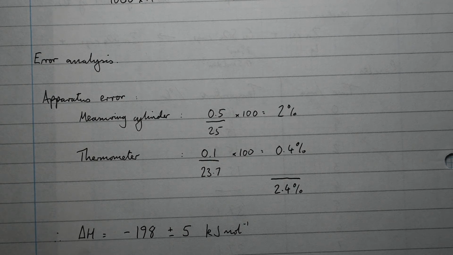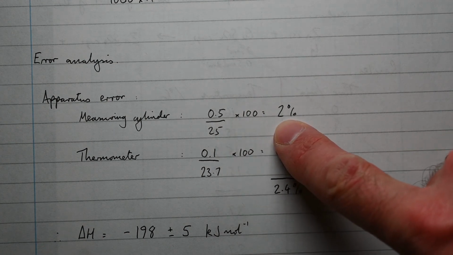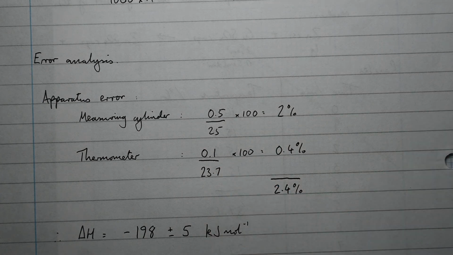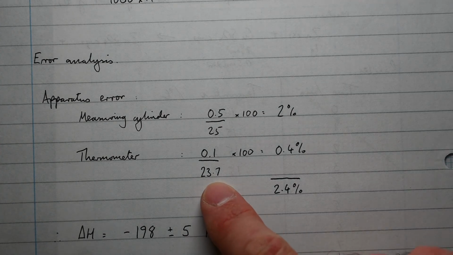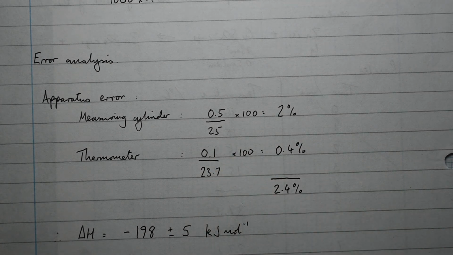So the uncertainty in the measuring cylinder, each division on the measuring cylinder is at 1 centimetre cubed, so therefore the uncertainty would be plus or minus half of 1, so 0.5. So we've got 0.5 divided by the volume, which was 25, times 100 gives a 2% error on the measuring cylinder. The thermometer, each division on the thermometer is at 0.1 degrees, so therefore the uncertainty would be plus or minus 0.05 degrees. And because we've taken two thermometer readings, an initial and a final, our overall uncertainty will be plus or minus 0.1. Our temperature change was 23.7 degrees, so 0.1 divided by 23.7 times 100 gives us 0.4%.